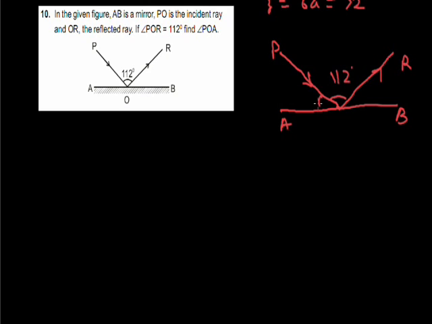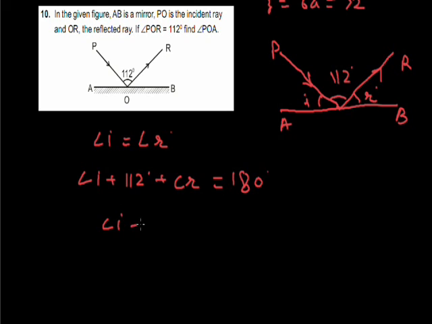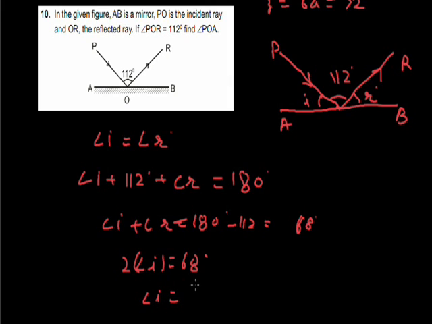So this is angle 112 degree, this is angle of incidence, this is angle of reflection. So angle of incidence is equal to angle of reflection. So we can write it down as angles in the same straight line is 180 degree. So angle of incidence plus 112 degree plus angle of reflection is equal to 180 degree. So angle of incidence plus angle of reflection is equal to 180 minus 112. And we know that angle of incidence is equal to angle of reflection, so twice of angle of incidence is equal to 68 degree. So angle of incidence is equal to 68 by 2, which is nothing but 34 degree, which is our required answer.